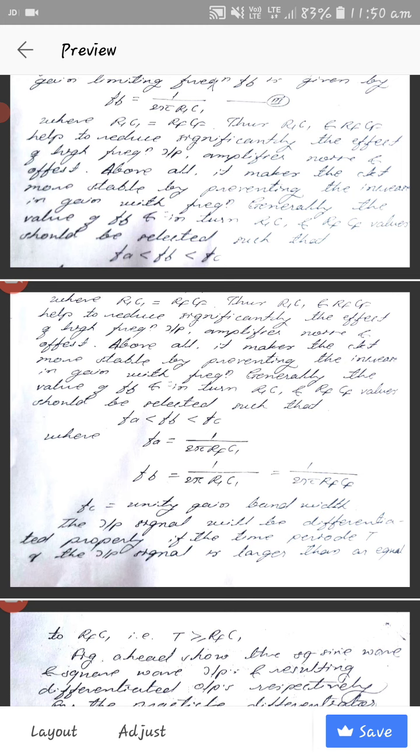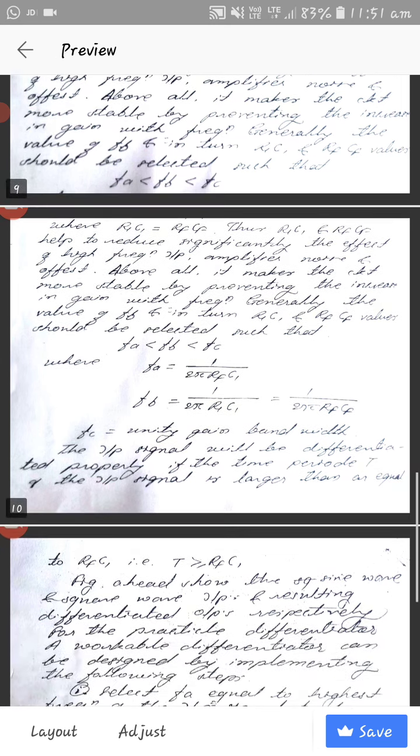Here the selected frequency is such that FA is less than FB and FB is less than FC. That means FC is greater than FB, and FB is greater than FA, where R1 C1 is equal to RF CF. Thus the R1 C1 and RF CF help to reduce significantly the effect of high frequency input.